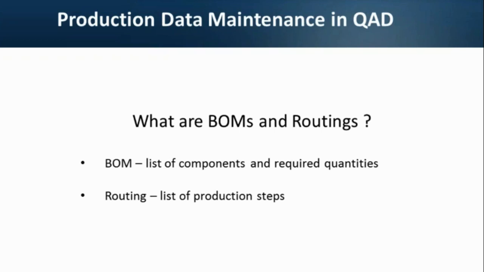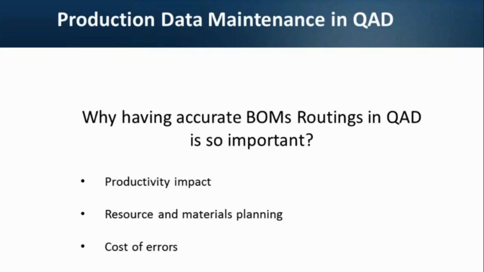Routing gives details of product manufacturing process. It lists steps or operations that should be performed to get the complete product. Both BOMs and routings are the core data in any ERP system. They impact not only production processes, but also replenishment, finance, customer service, and even maintenance. Complete and accurate BOMs and routings help with making better decisions about material and resource planning.